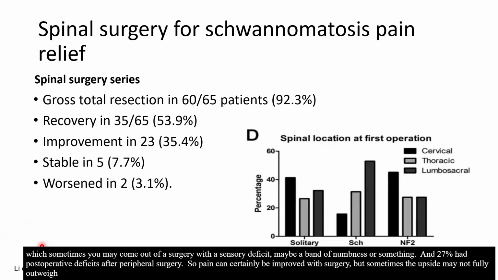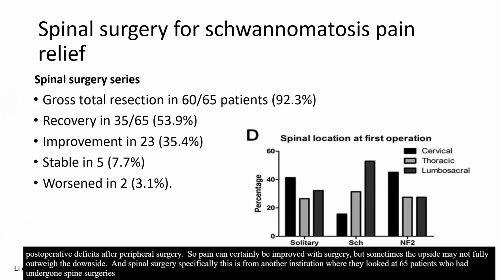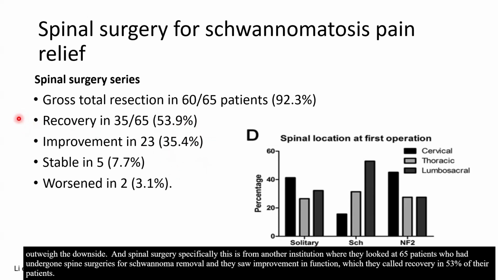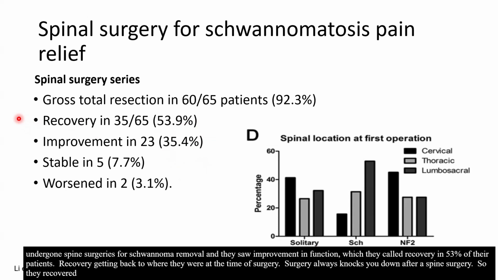And spinal surgery, specifically, this is from another institution where they looked at 65 patients who had undergone spine surgeries for schwannoma removal. They saw improvement in function, which they called recovery, in 53% of their patients. Recovery means getting back to where they were at the time of surgery. Surgery always knocks you down if you have a spine surgery. So they recovered back to their pre-surgical baseline in about half of people. They actually came out better in about a third of people, and then stable or worse in a small group.